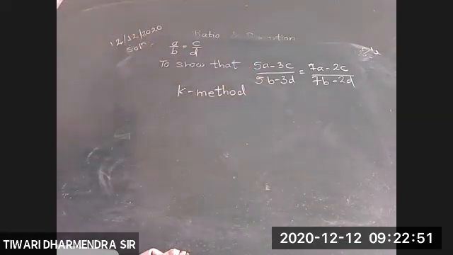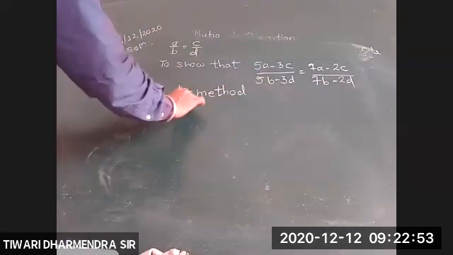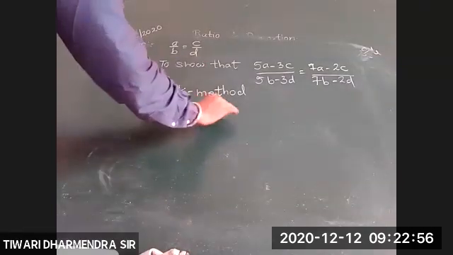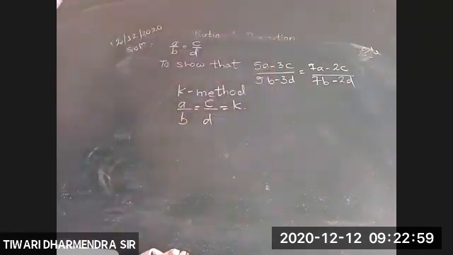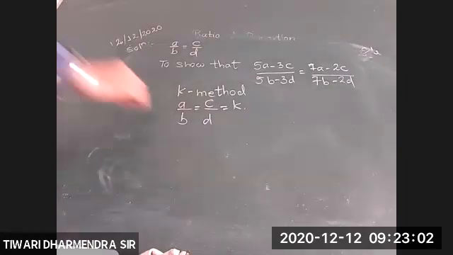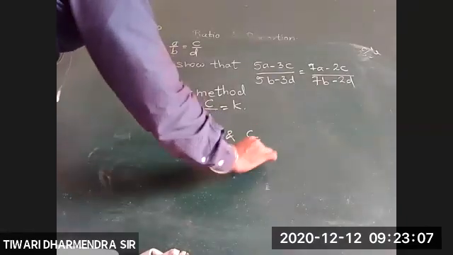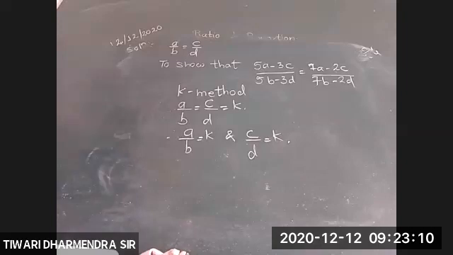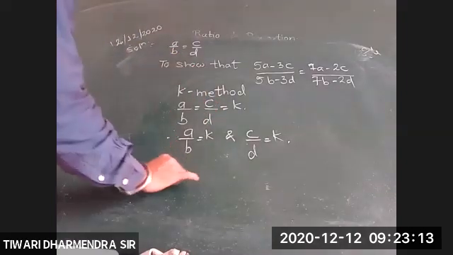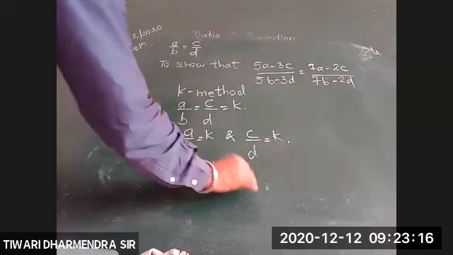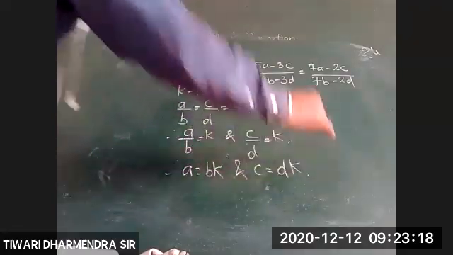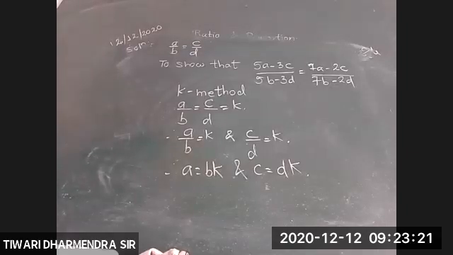Now, what do we mean by this K method? K method says, assume the given equal ratios to be equal to K. And from this, what do we get? a by b is equal to K and c by d is equal to K. And what does this give to you? This gives me a is equal to bK and c is equal to dK. So by using K method, we can replace a by bK and c by dK.